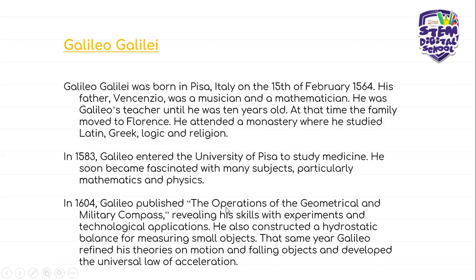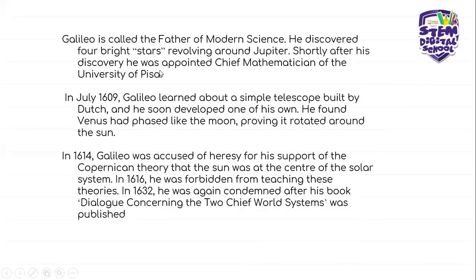In 1604, he published the operations of the geometrical and military compass, revealing his skills in experiment and technological applications. And then you can say this part here as well. In that same year, Galileo refined his theories on motion and falling objects and developed the universal law of acceleration. Very good. And then in this paragraph, what are you going to say? Galileo was called the father of modern science, and he discovered four bright stars revolving around Jupiter.